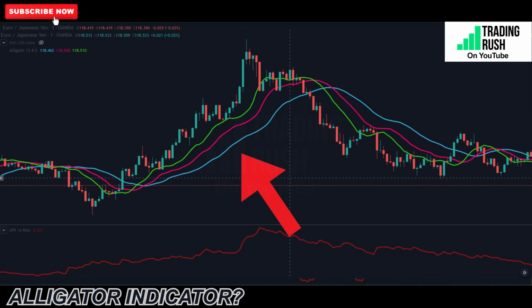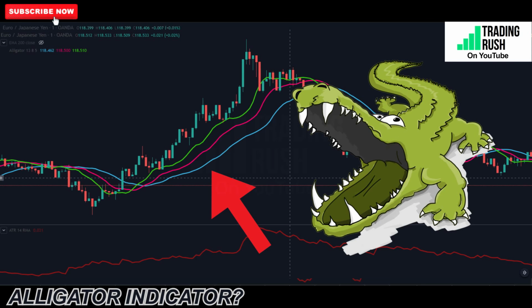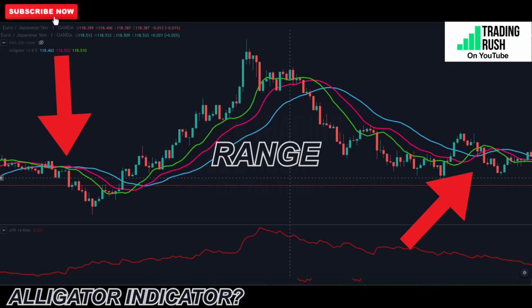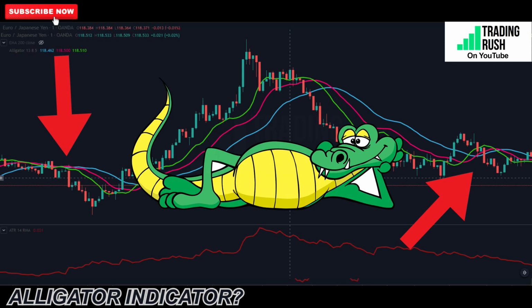If the jaw, teeth, and lips lines are far away from each other, the market is considered to be in a trend. When these lines are far away, you can also say that the mouth of the alligator is open and the alligator is awake. Similarly, when the jaw, teeth, and lips are close to each other, the market is considered to be in a range. In other words, there is no trend going on. You can say that the alligator is sleeping, since the mouth of the alligator is kind of closed.